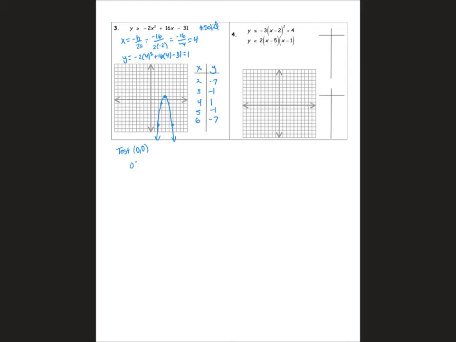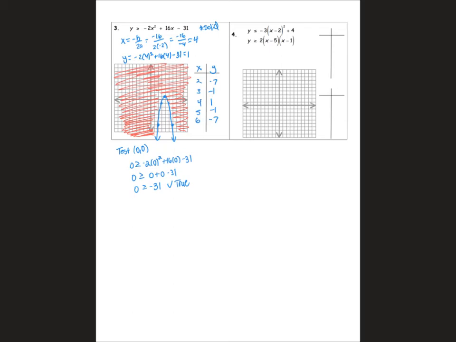So we have 0 is greater than or equal to negative 2 times 0 squared plus 16 times 0 minus 31. 0 is greater than or equal to 0 plus 0 minus 31. 0 is greater than or equal to negative 31. That is true. So again, since that tested point satisfied the original inequality, it has to be part of my solution set. So I'm shading everything in that region, which in this case is outside of the parabola.